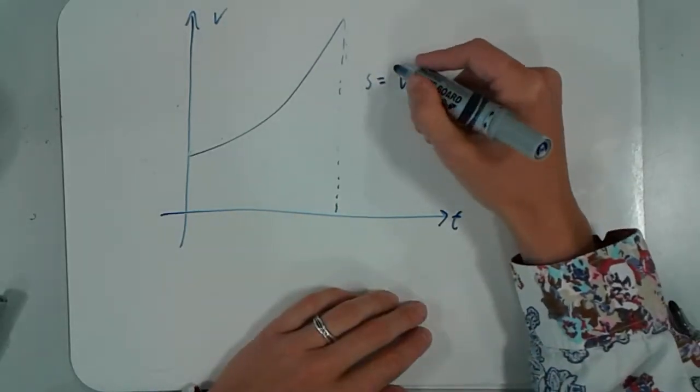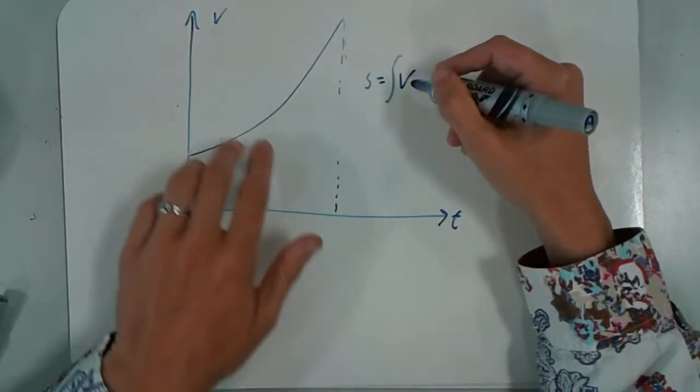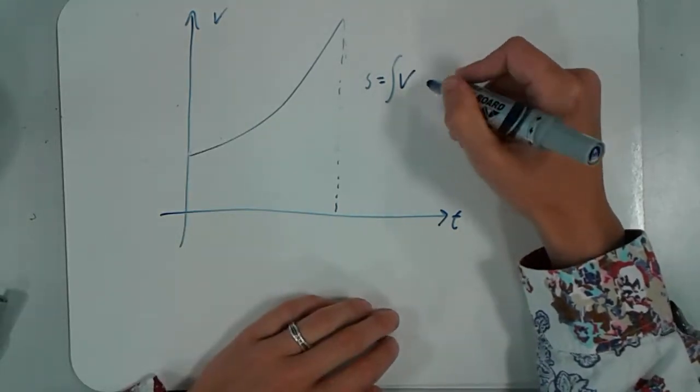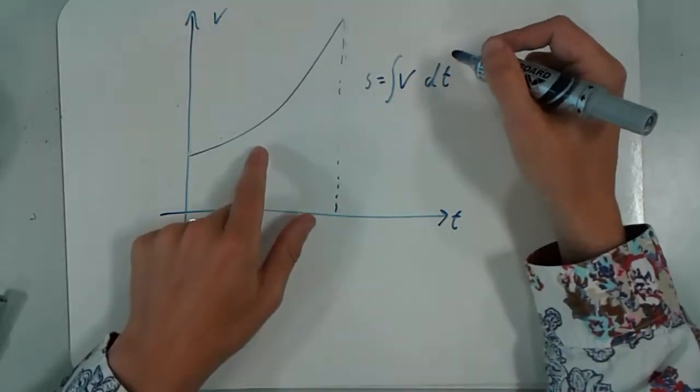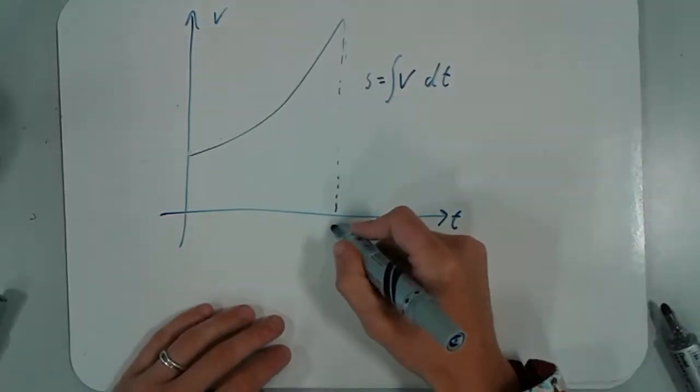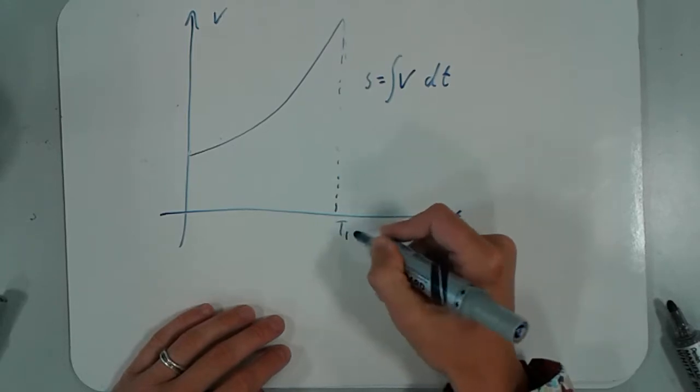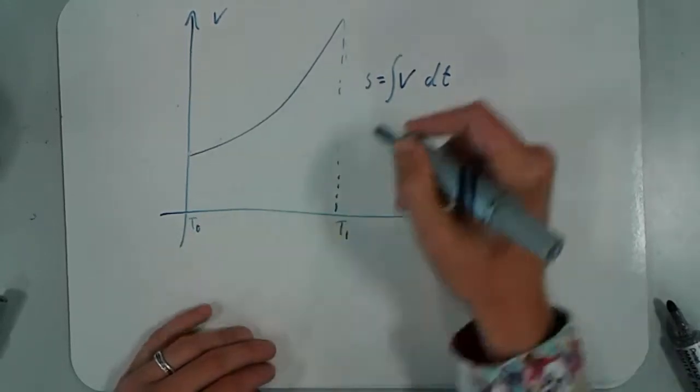From pure maths, we know that we can integrate to find area beneath a curve. So if we integrate velocity with respect to time, we will get the area between some limits. Let's call it t1 and t0.